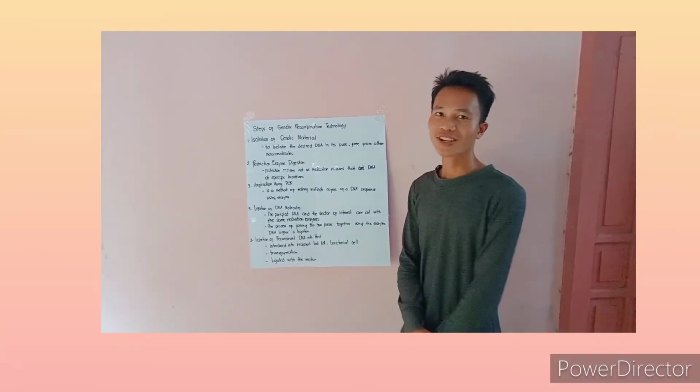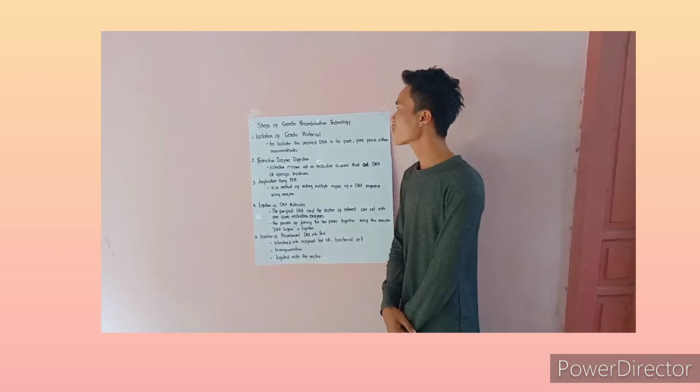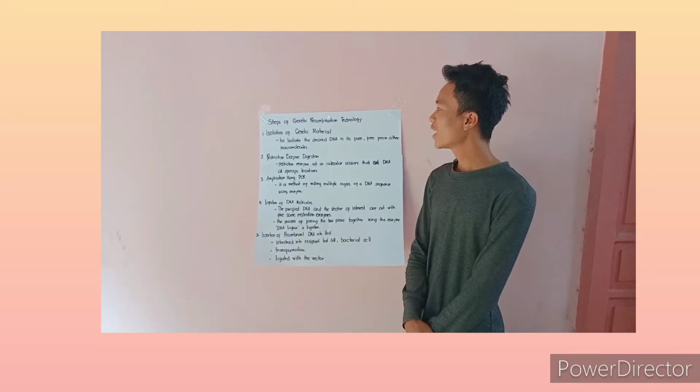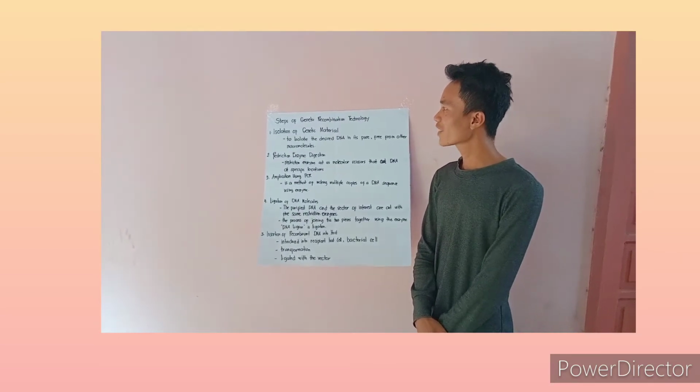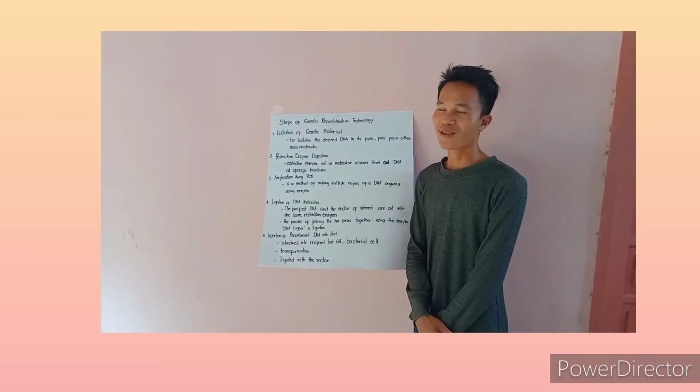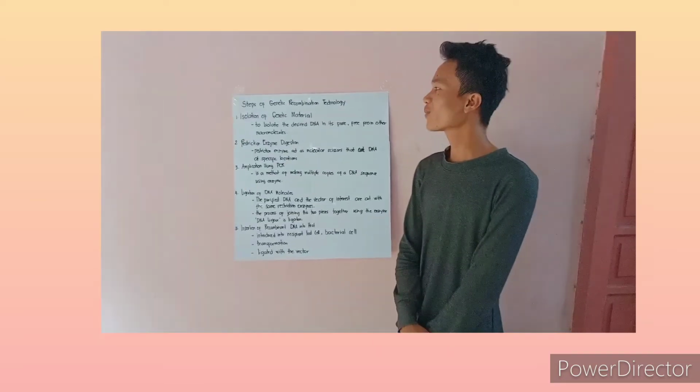So, now let's go to the steps of genetic recombination technology. There are 5 steps of genetic recombination technology. First is the isolation of genetic material.